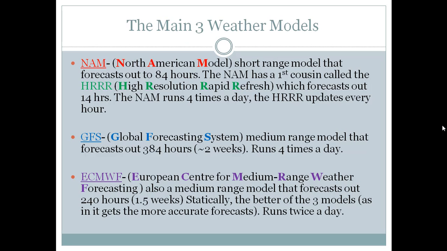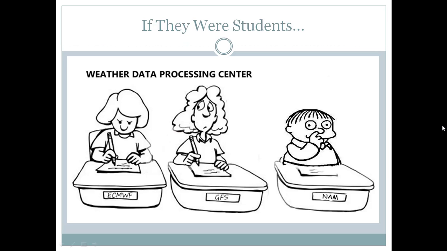The NAM is used better or best for short-range forecasting within the next 1 to 2 days. But it's also important to note that the European also runs twice a day, whereas the American models will run 4 times a day.